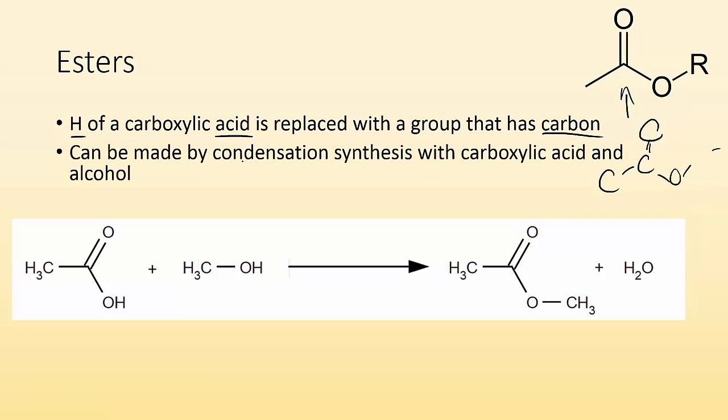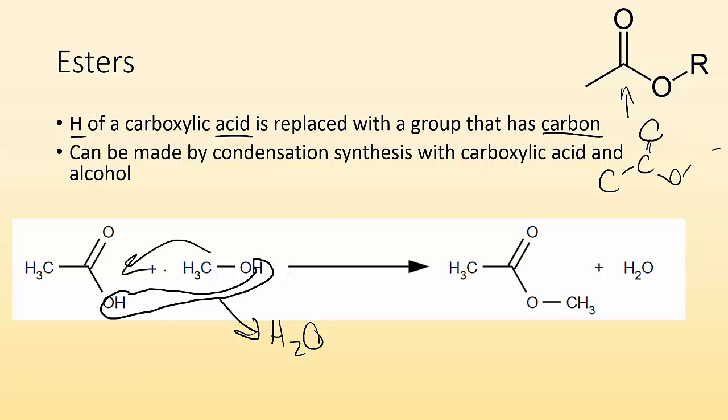And it can be made by the condensation synthesis with carboxylic acids and an alcohol. So basically, we're going to remove water, right? So you take the OH from the carboxylic acid and an H from the alcohol, and you get out of that water. And then those two molecules are now going to be bonded together at the oxygen, making an ester.